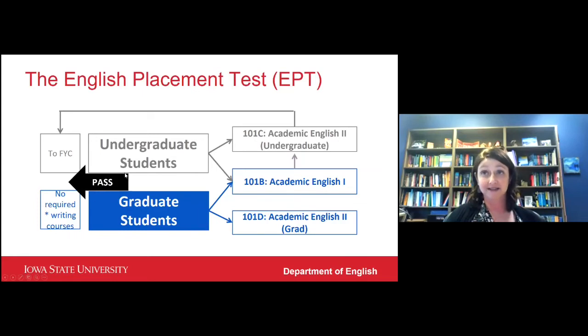Students who pass the exam, who are rated with a pass level, go on to their graduate programs, and they're not required to take any more writing courses unless their program happens to require it. So what we're going to do is look at graduate students who are placed into this lowest level, 101B, the mid-level 101D, and then those who passed, who were deemed that they did not need any additional ESL writing support.